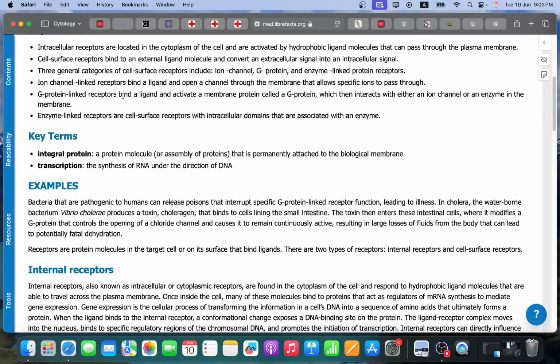G protein linked receptors bind a ligand and activate a membrane protein called G protein, which then interacts with either an ion channel or an enzyme in the membrane. I have to know more about this.